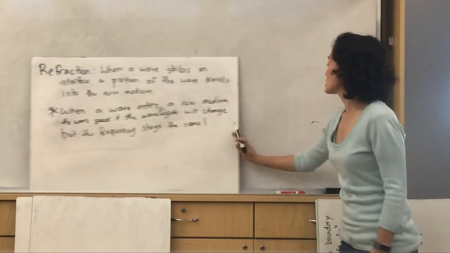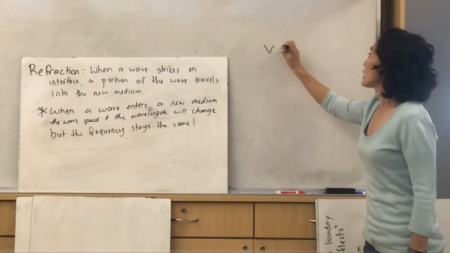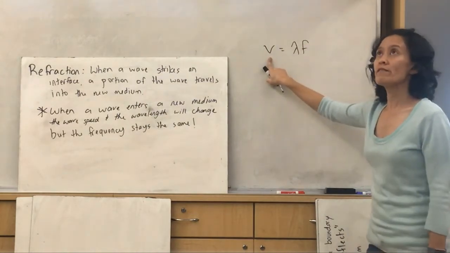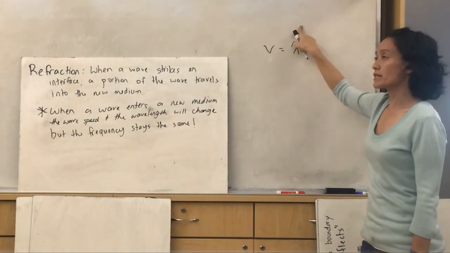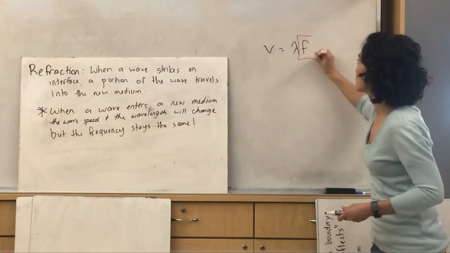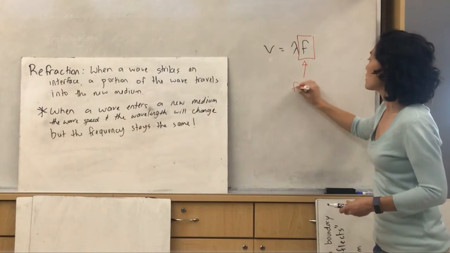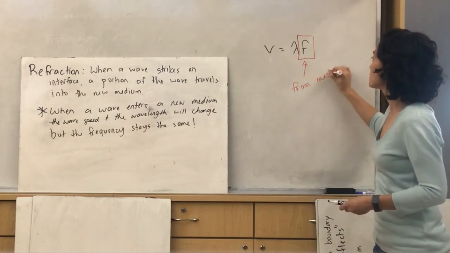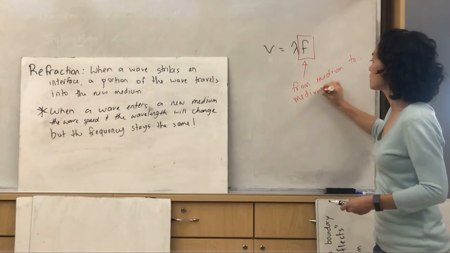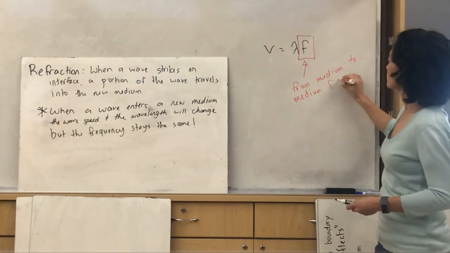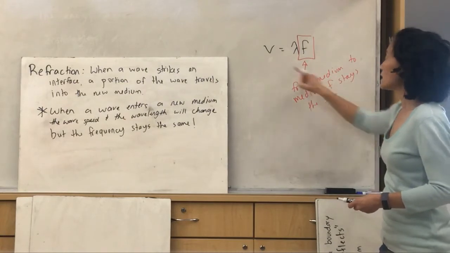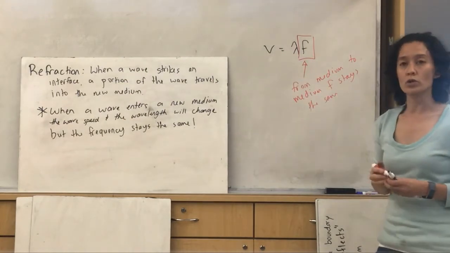And that is going to play out with our wave equation. If my wave speed goes up, my wavelength is going to go up. This is going to remain constant. Okay, this remains constant from medium to medium, the frequency stays the same. It's these two variables that will alter accordingly.